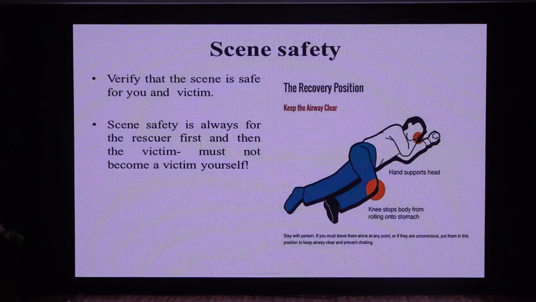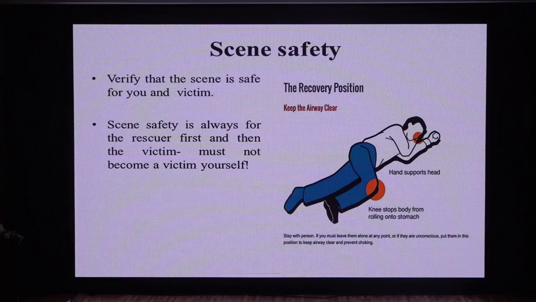Whenever you see a collapsed victim, always ensure that the scene is safe, both for the rescuer and for the victim. I would like to quote an example. When I was doing my senior residency in MAMC, there were two technician brothers who used to work with us. There was a fire in the OT, and one of the brothers was stuck in a room. The other technician brother also went into that room. Unfortunately, we lost both of them. So do not risk your own life. Wait for the fire brigade to come. Ensure that the scene is safe.